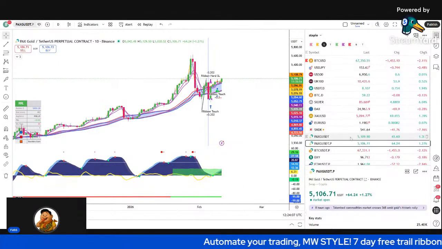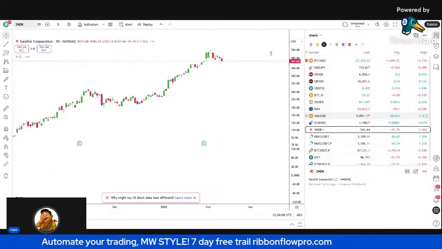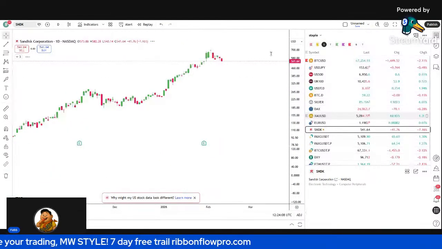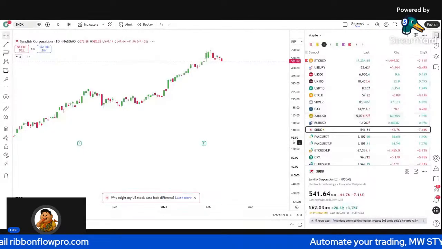Okay, this is that stock that MW said about. I don't have a platform to trade this, SanDisk. This looks like it's breaking down quite a bit. This will probably have a huge drop soon.